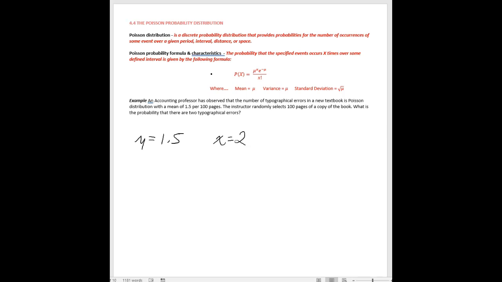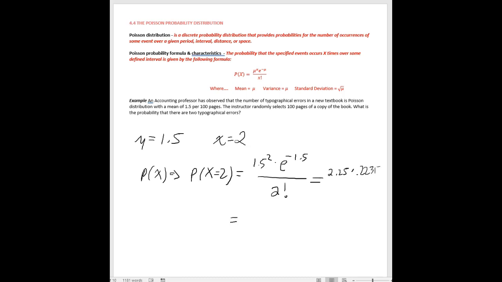So let's solve this problem. The probability of x, which is actually the probability of x equals 2, is equal to mu to the x. So 1.5, which is mu, to the x, 2, times e to the negative mu, and then x factorial, 2 factorial. I'm not going to calculate that out by hand, but you can do 1.5 squared in your calculator, and I think it'll get you 2.25. E to the negative 1.5 is 0.22313, something like that. And 2 factorial is just 2.